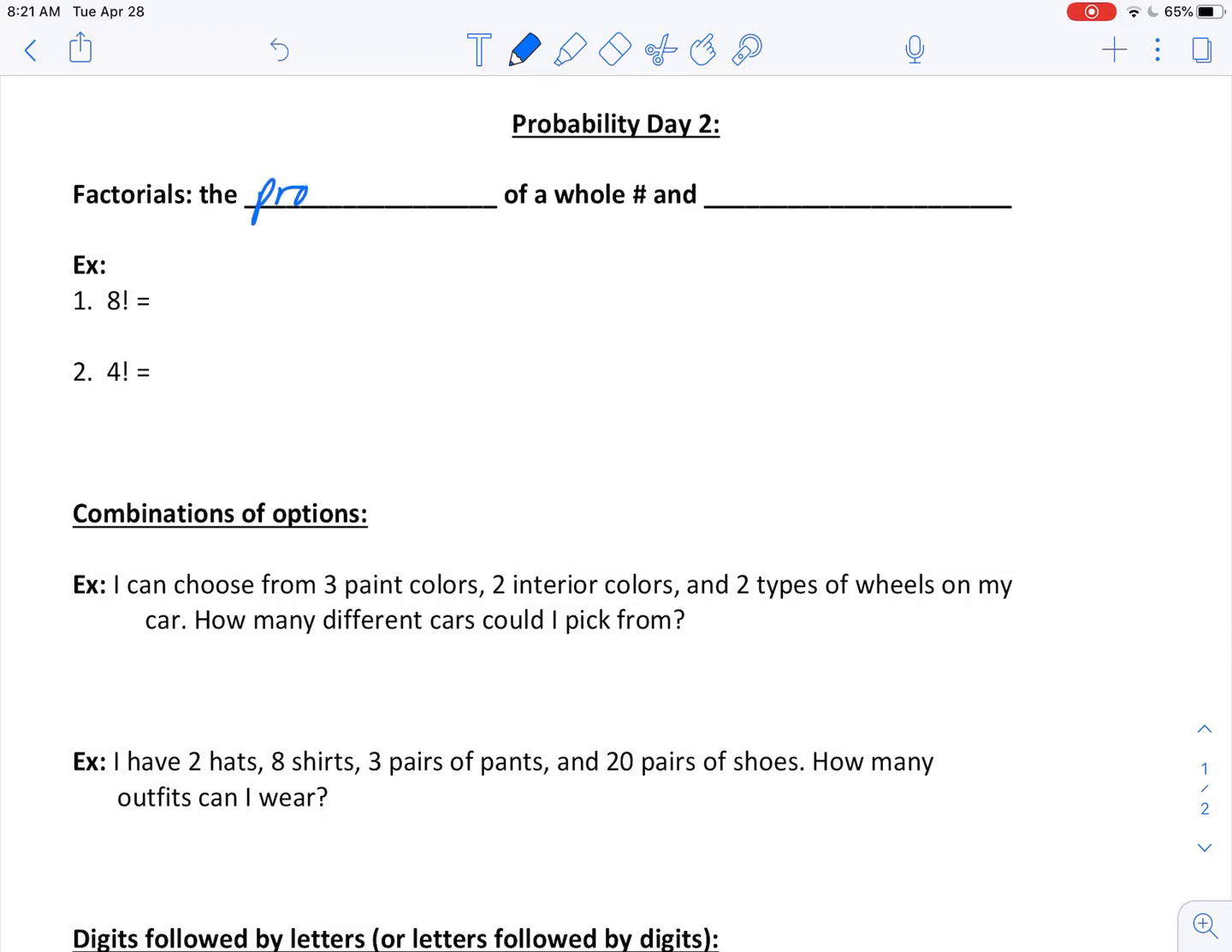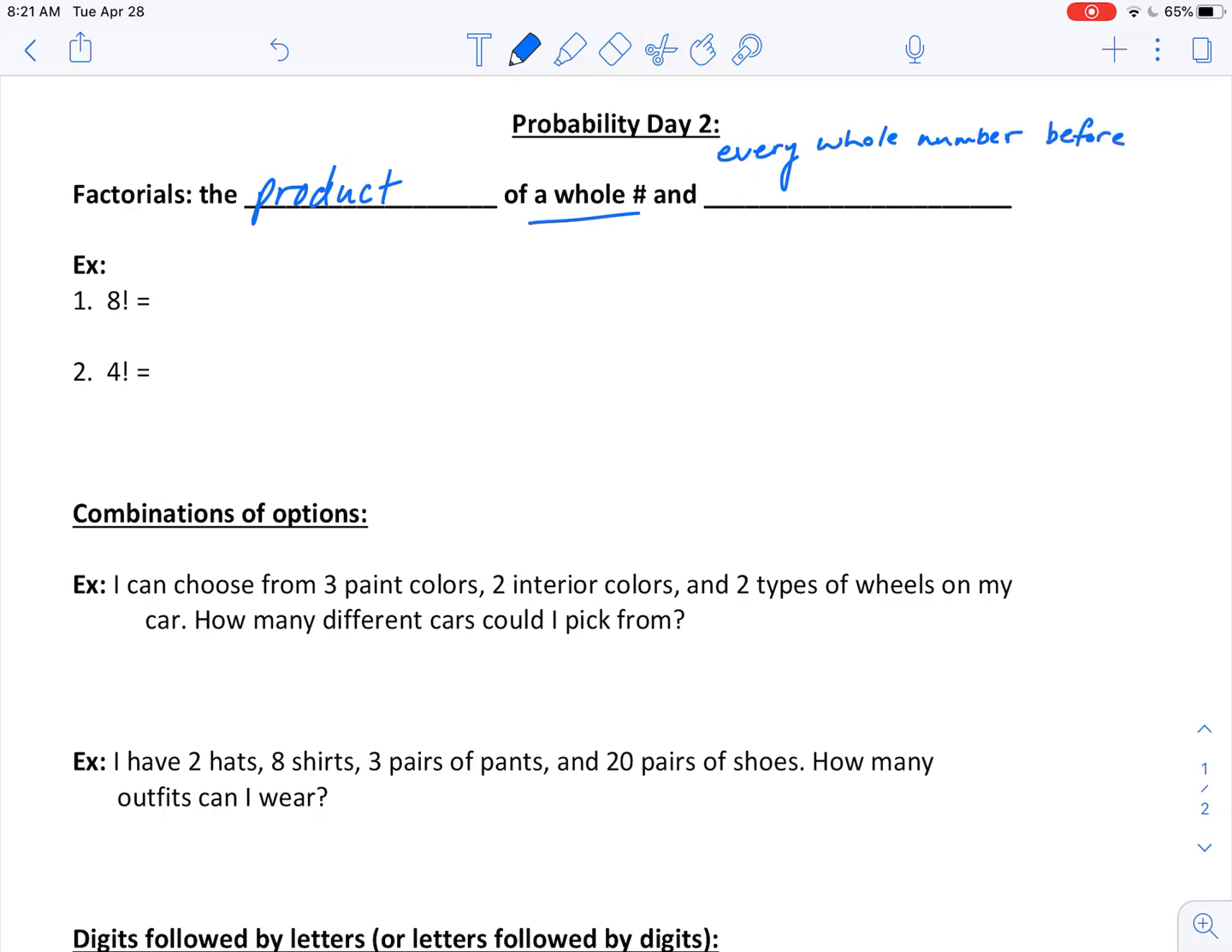Today we're going to be doing probability again. So we'll be looking at different combinations. How can I make different combinations of ice cream cones or shirts and socks and shoes? And what happens if I roll a dice and flip a coin? Things like that. So we want to start off with factorials.